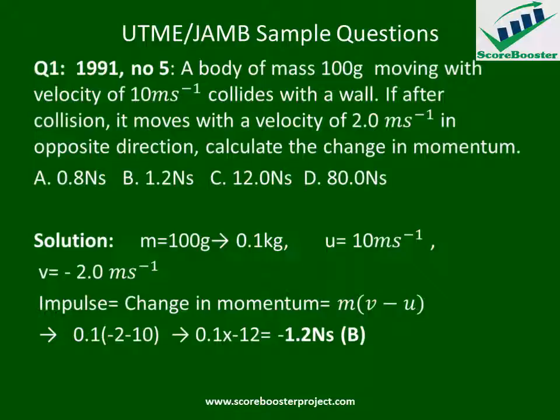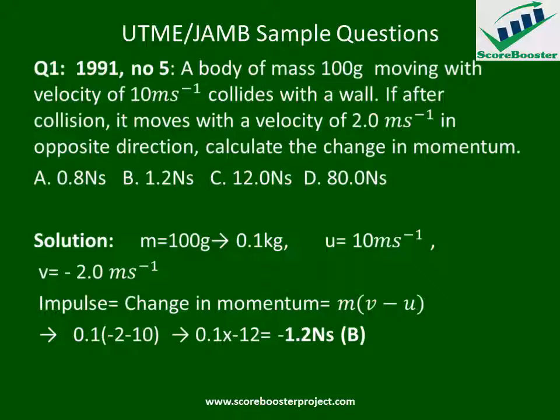And the question goes thus: a body of mass 100 gram moving with a velocity of 10 meters per second collides with a wall. If after collision, it moves with a velocity of 2.0 meters per second in opposite direction, calculate the change in momentum. You are given option A to be 0.8 Newton seconds, option B to be 1.2 Newton seconds, option C to be 12.0 Newton seconds, while option D is 80.0 Newton seconds.